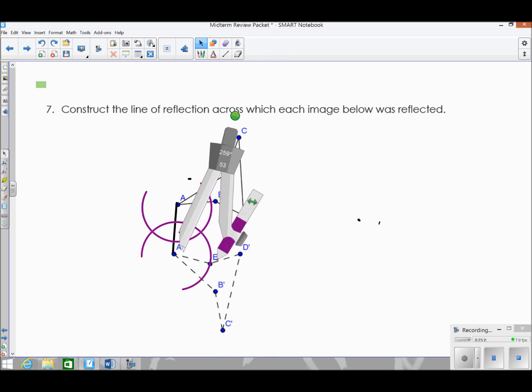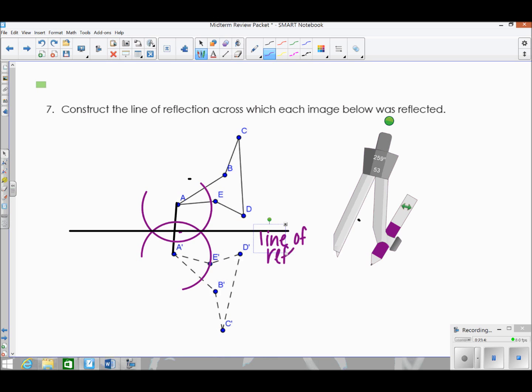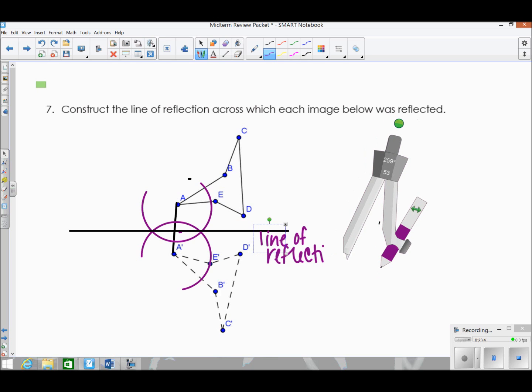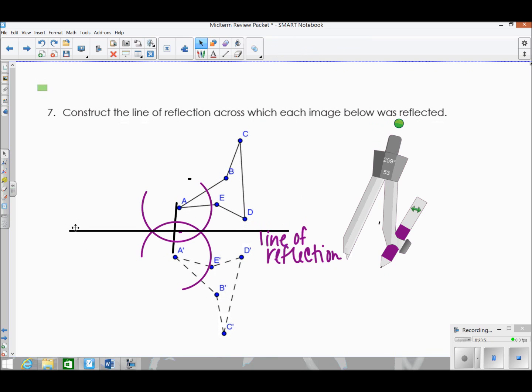And then what you do is you take your straight edge and connect through those two intersection points, because those represent where you are equidistant from both of these points at the same time, and that line is going to be the line of reflection. So this line here is the line of reflection. You can put arrows on it, you can keep it as a segment, it doesn't really matter. But it is the line that is halfway between every point.